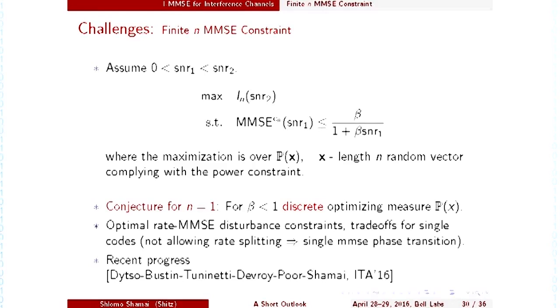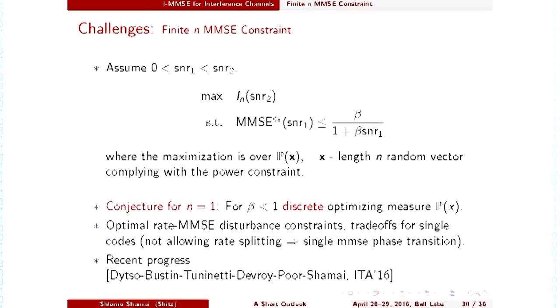So let's come to the end. There is also a challenge. We know how to solve for infinite n. What about n equals 1? It's just simple. My conjecture, the optimal input is discrete, though the channel is Gaussian.